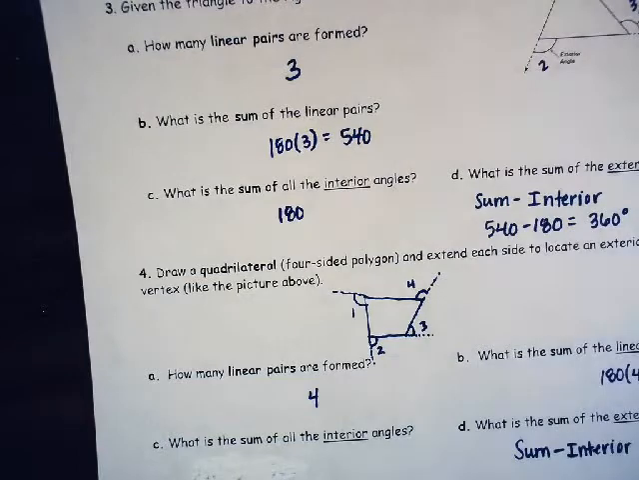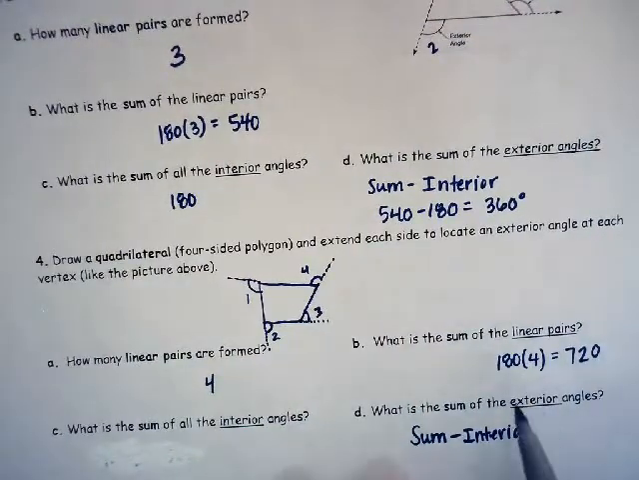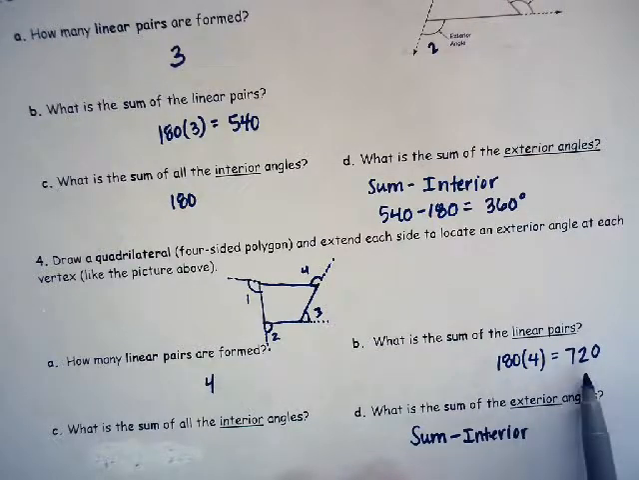Pay attention to the pattern here. So what is the sum of all the linear pairs? Well, that's just taking 180, because that's the sum of a linear pair by definition, times 4, because I have 4 of them, so 720.